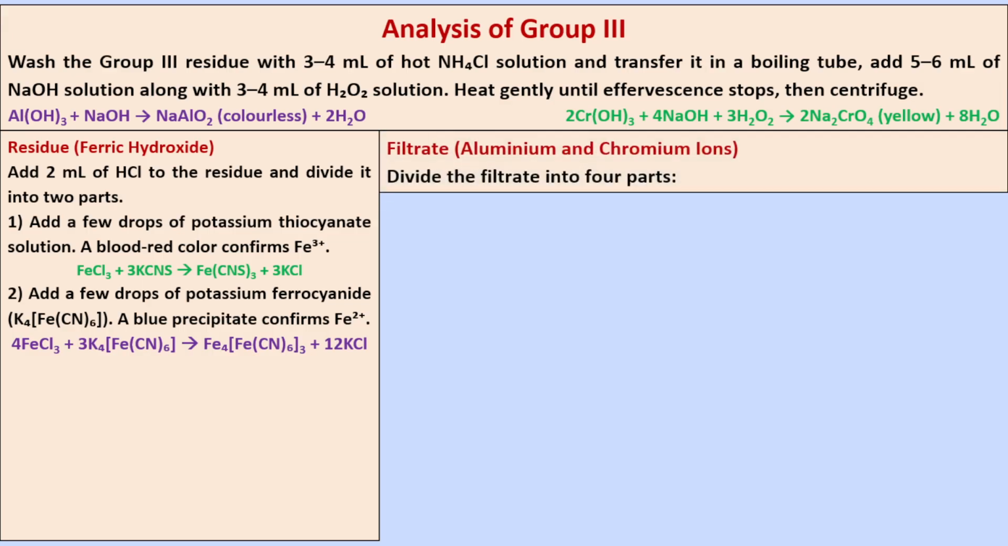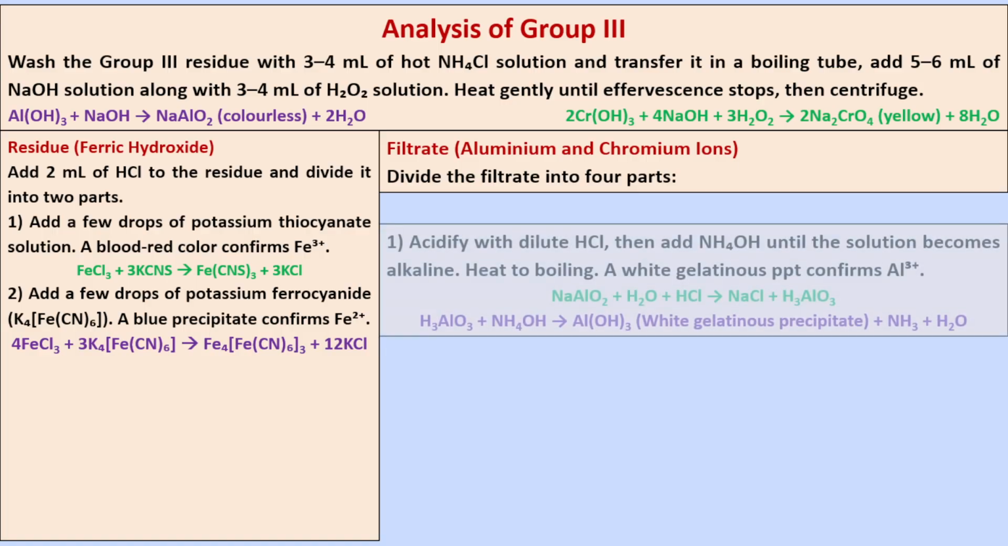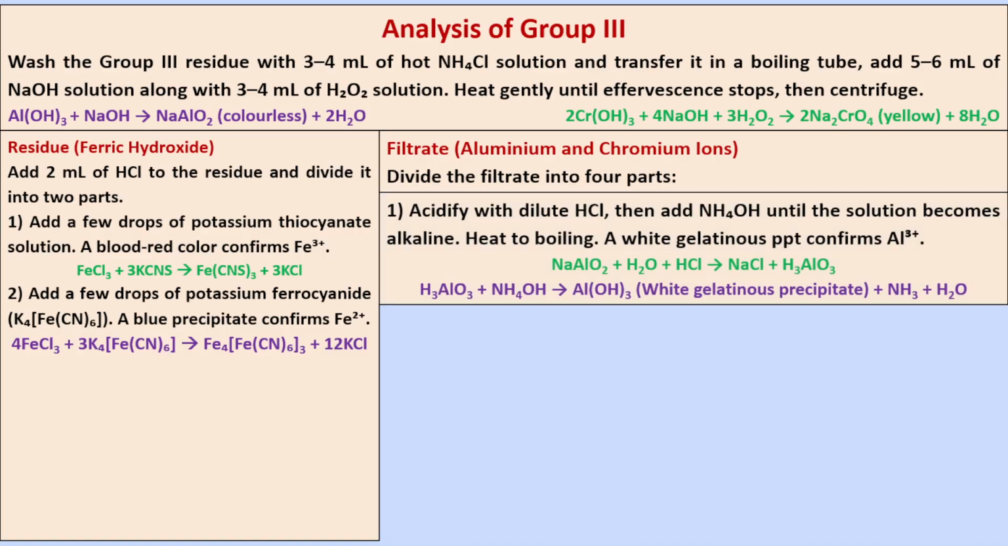The filtrate from the earlier step may contain soluble aluminium and chromium ions as sodium aluminate and sodium chromate. This solution is divided into four parts. For the first part, identification of aluminium by precipitation. Acidify the first part with dilute HCl, then add ammonium hydroxide until the solution becomes alkaline and heat it to boiling. A white gelatinous precipitate of aluminium hydroxide confirms aluminium.